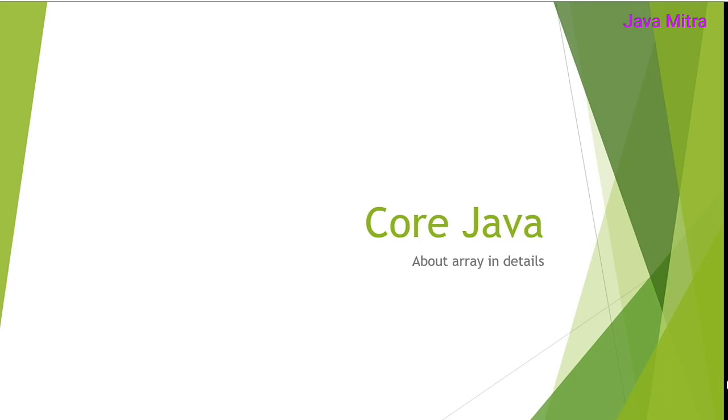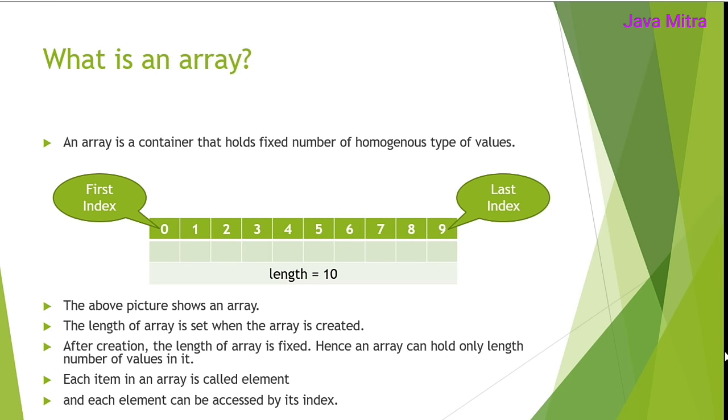In this video session I will talk about the array in Java. So first, what is an array? An array is a container that holds a fixed number of values of the same type. If you are creating an array of integer type, then that array can hold only integer values, and the length of the array will be fixed.